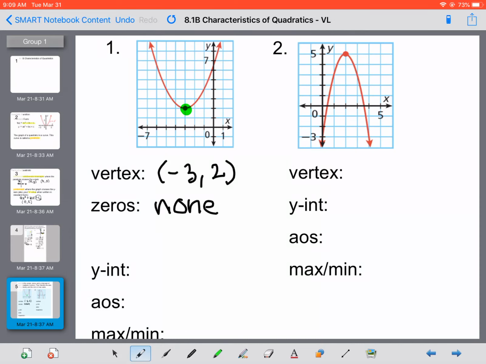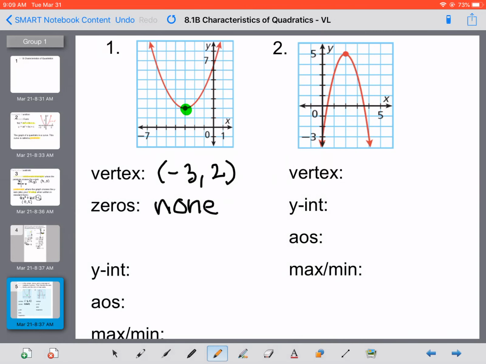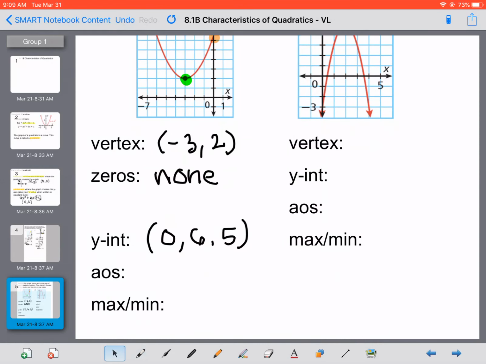Our y-intercept, it's going to cross. We have to be careful here and make sure we're counting correctly. It's actually falling between 6 and 7, so we're going to say it's at 6.5. So we're going to say it's 0, 6.5. Our axis of symmetry is the x of our vertex. So x is -3. This is opening up, which means I have a minimum, and my min is equal to the y of the vertex, which in this case is 2.